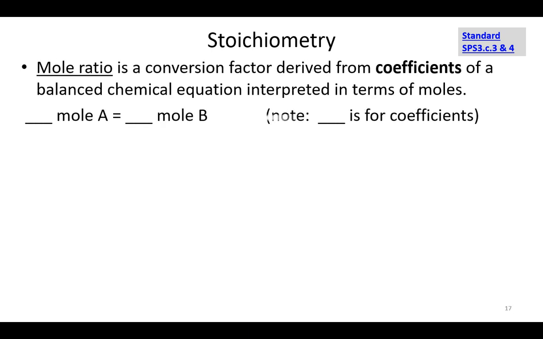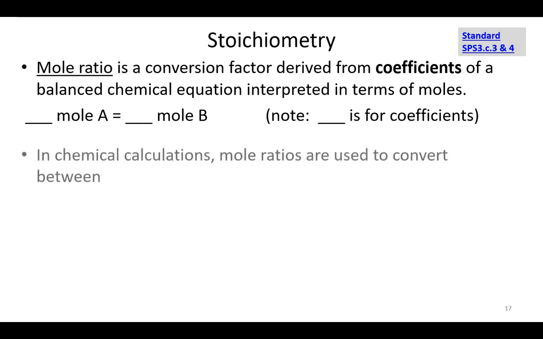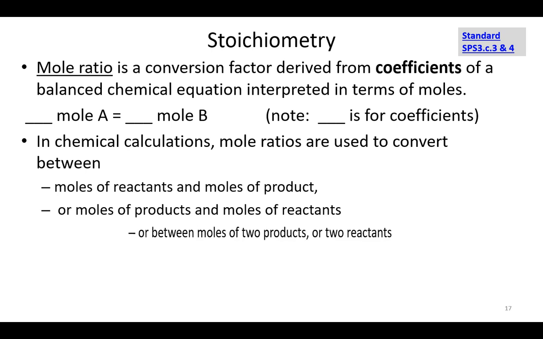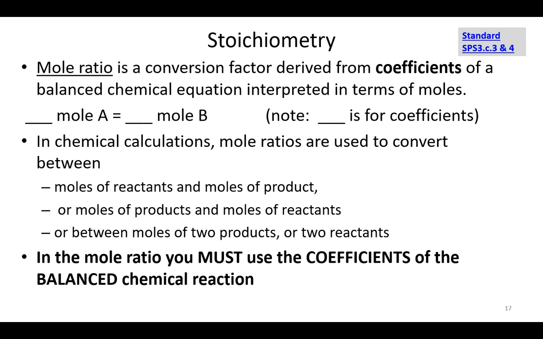Now, in order to create your mole ratio, you have to have a balanced chemical equation. If you don't have a balanced chemical equation, you're going to have to balance it. Mole ratios can be used to convert between any two substances. It could be between reactants and products, or products and reactants. It could be between any two products or any two reactants. It really doesn't matter as long as it's in that equation and the equation has been balanced. We've got to have that balanced equation.